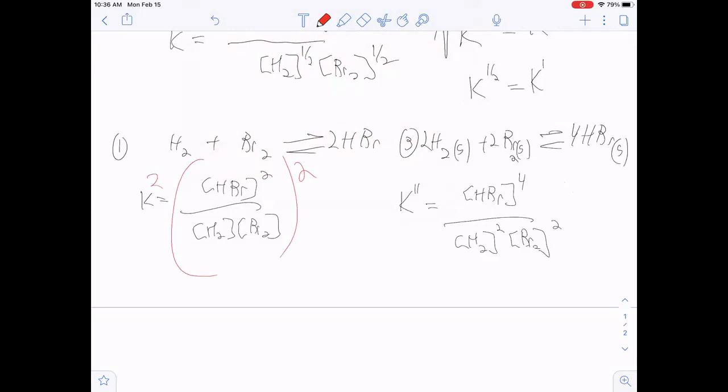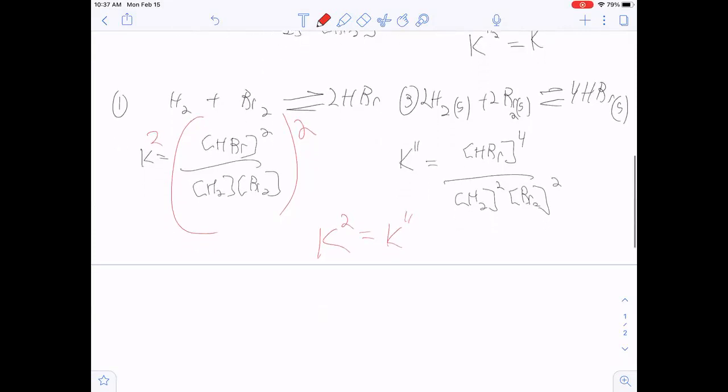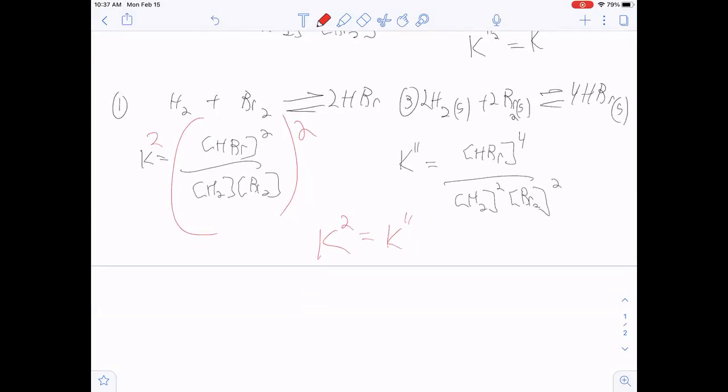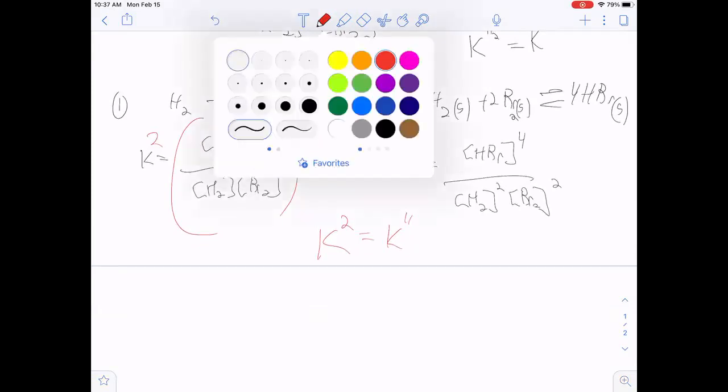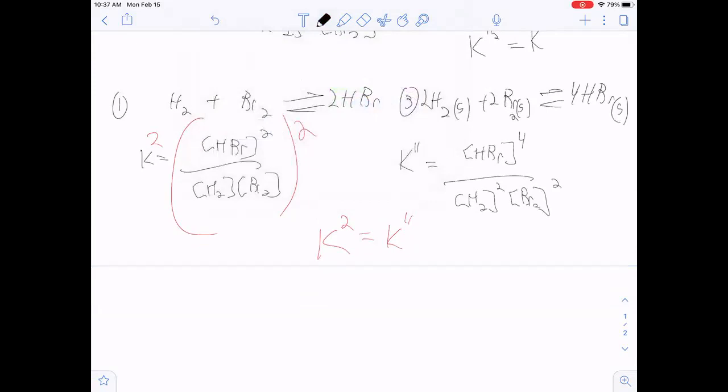So K is going to be related that way. So if you were to triple the reaction, you'd cube it. Same idea. Now I got one last one to do for you.